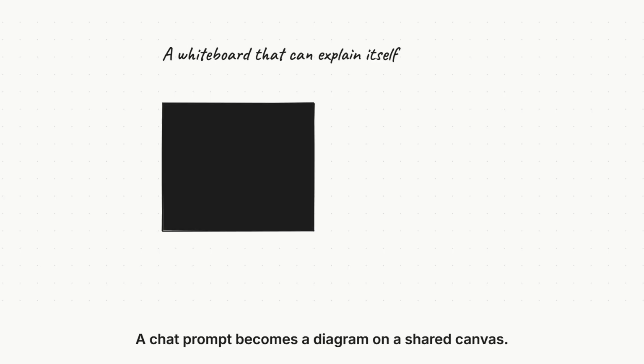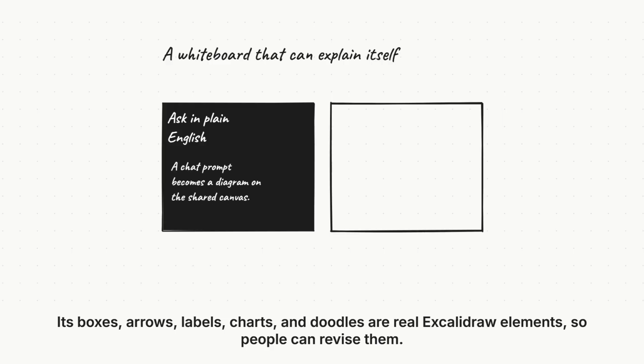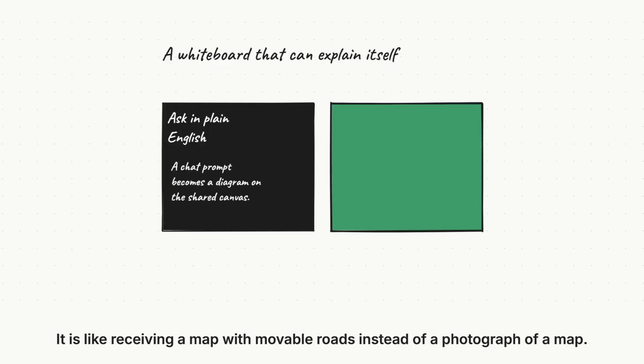A chat prompt becomes a diagram on a shared canvas. Its boxes, arrows, labels, charts, and doodles are real Excalibur elements, so people can revise them. It is like receiving a map with movable roads instead of a photograph of a map.